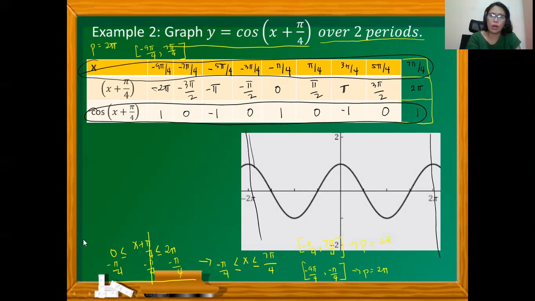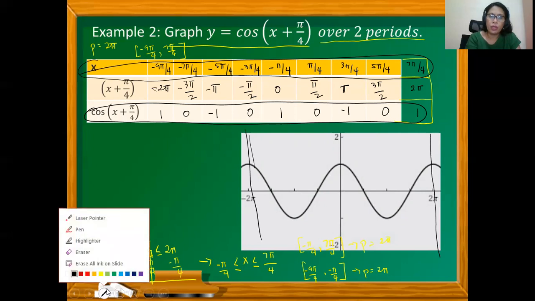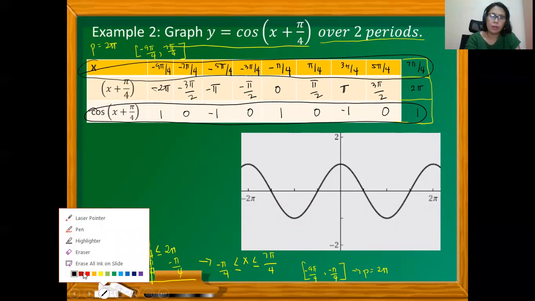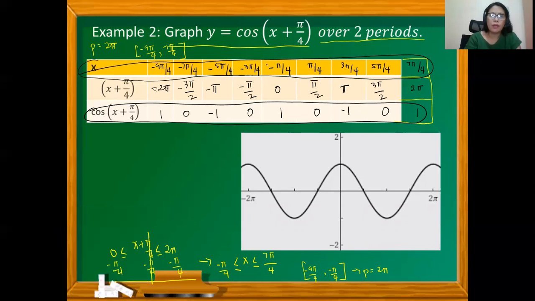Now, if we're going to sketch the graph of y equals cosine quantity x plus pi over 4, we'll come up with, I'll erase this part. Okay, so negative 9 pi over 4. So let's expand this portion. And if we start with pi over 4, 0 here. If this is 2 pi, this has to be pi. This is negative pi. So this is negative pi over 2.